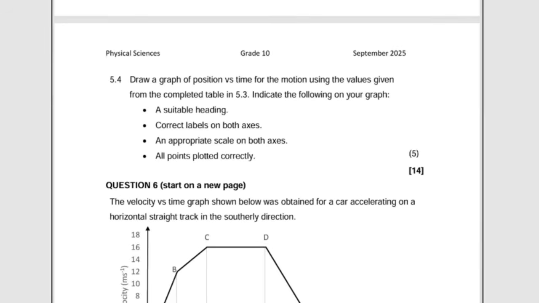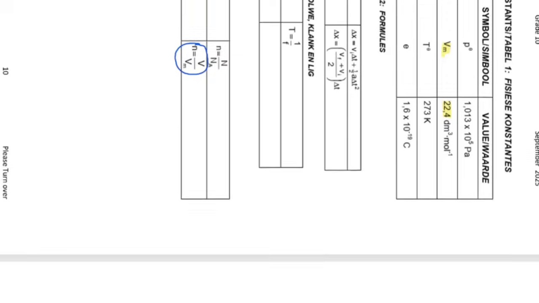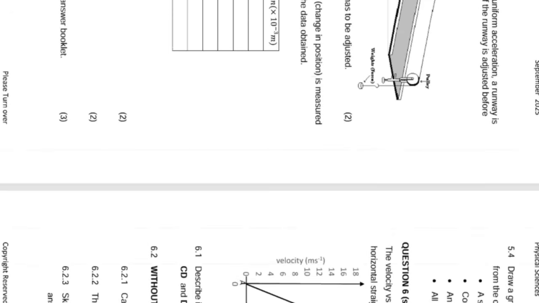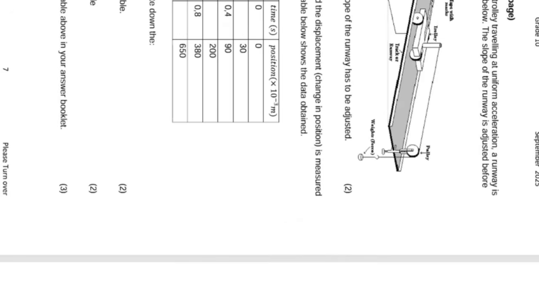Then I was asked to draw a graph of position versus time for the motion, using the values given from the completed table in 5.3. I'm asked to indicate a suitable heading, then correct labels and an appropriate scale on both axes, then all points plotted correctly. I'm going to refer to the table, which is at the bottom there.